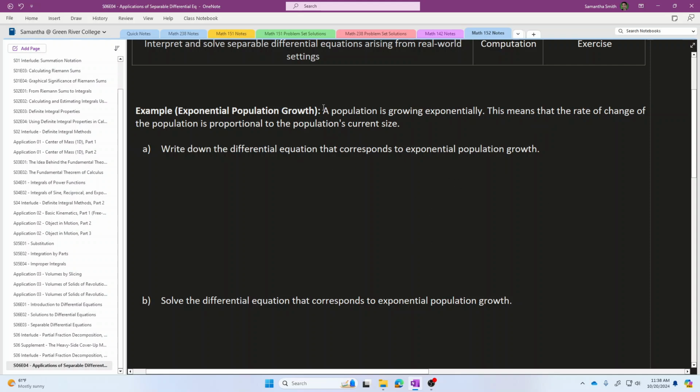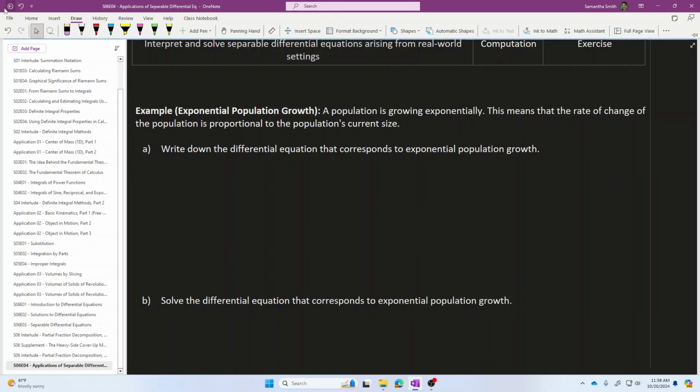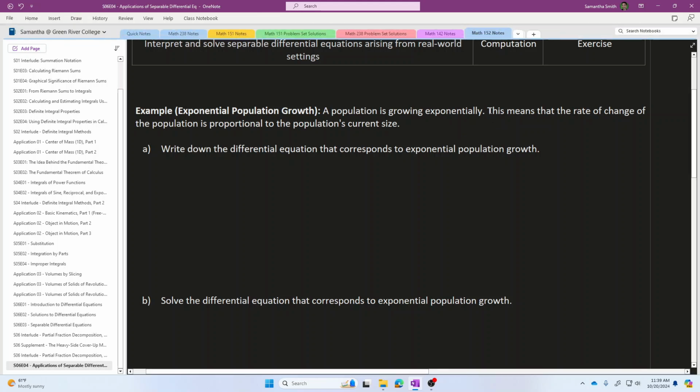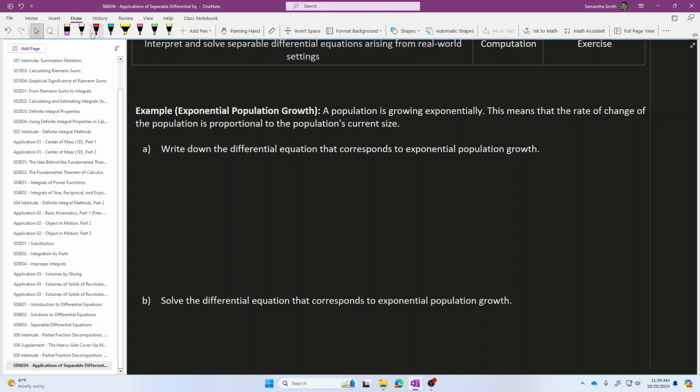When you say that a population is growing exponentially, what this means is that the rate of change of the population over time is proportional to the population's current size. Let's try first of all to write down a differential equation that corresponds to exponential population growth.